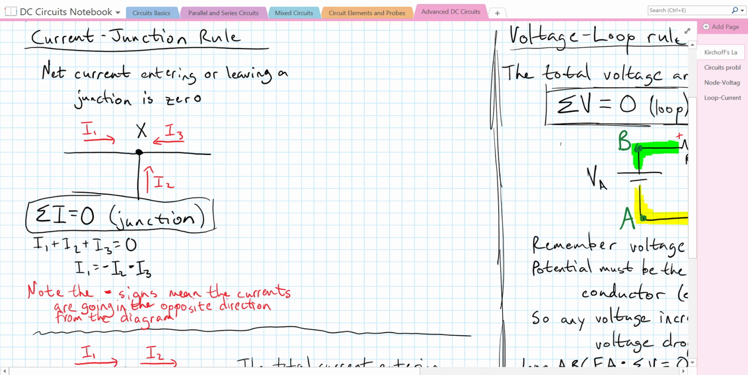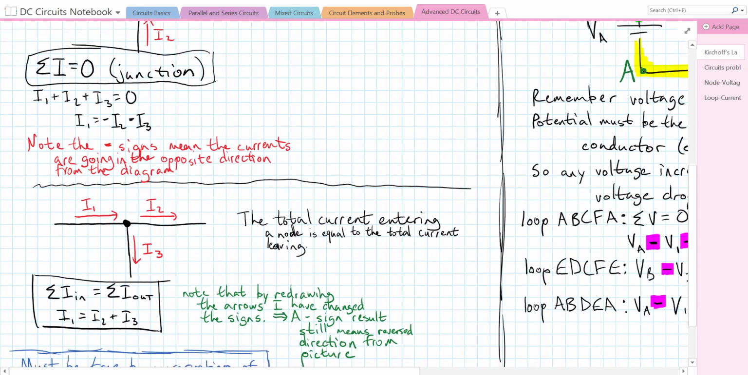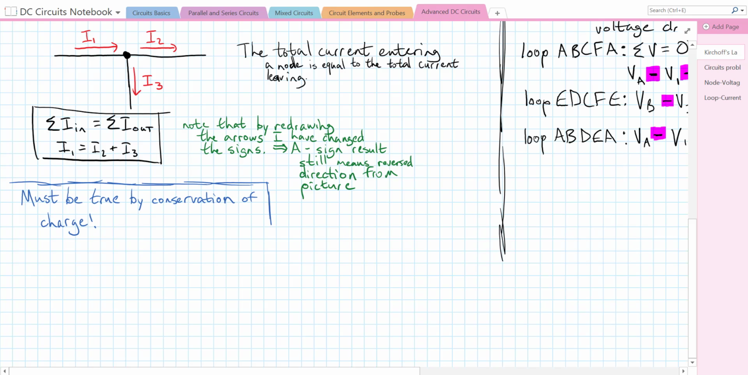Now, it doesn't really matter what direction we draw our currents as long as we are consistent with our signs. An alternative way of writing this rule, and this is the one that I often like to use, is down here. Here I've just drawn it a little bit differently. We have I1 coming in and I3 and I2 coming out. When we set it up like this, then the total current entering is equal to the total current leaving. So the sum of the currents going in equals the sum of the currents going out. We get I1 is equal to I2 plus I3.